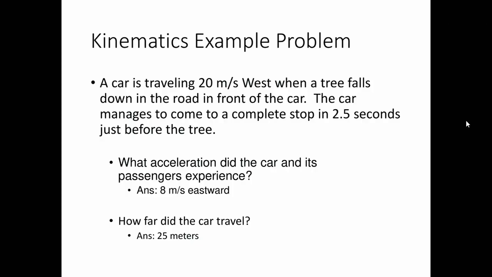So if the car was going 20 meters per second and it came to a stop in 2.5 seconds, then the acceleration would be 8 meters per second squared in the opposite direction it was traveling, and the car would stop 25 meters after you started applying the brakes. So this is just an example of how you can use those kinematics equations to solve these kinds of problems.